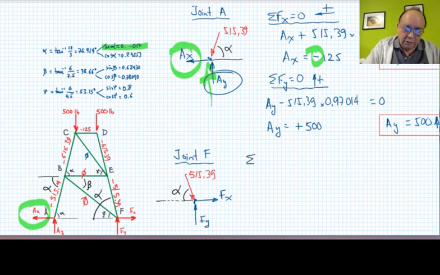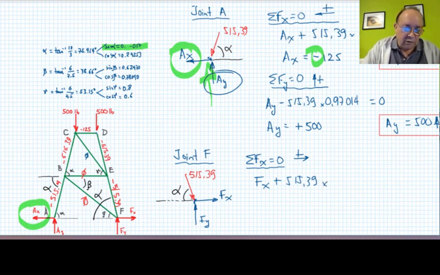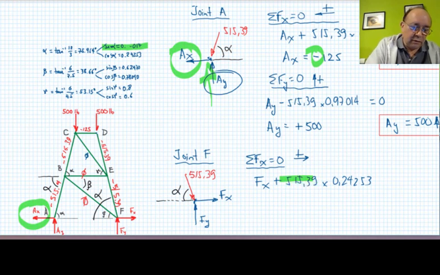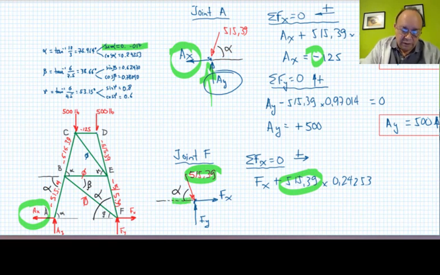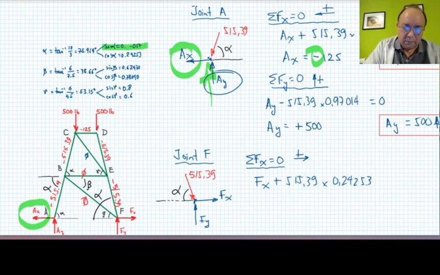So summation of forces in the x direction equals 0. I'm going to do positive going to the right because Fx I have it to the right. So Fx plus 515.39 cosine alpha. Cosine alpha is 0.24253. This 515 is this 515, right? Cosine alpha to get the component here on the x direction. And no more forces in the x direction, so it equals 0.